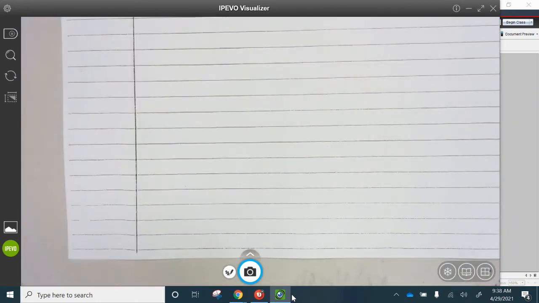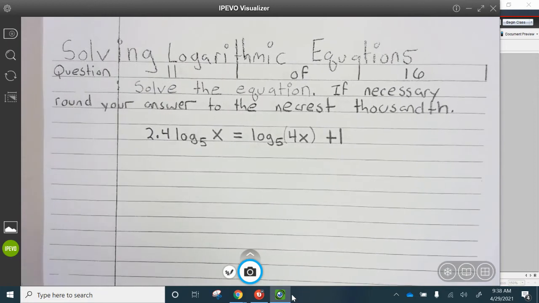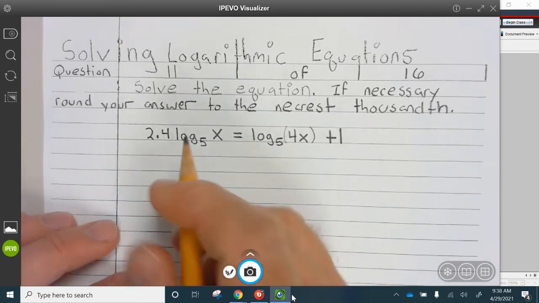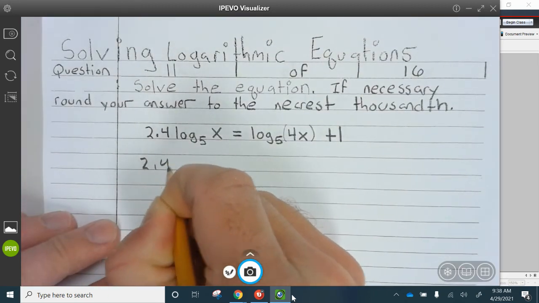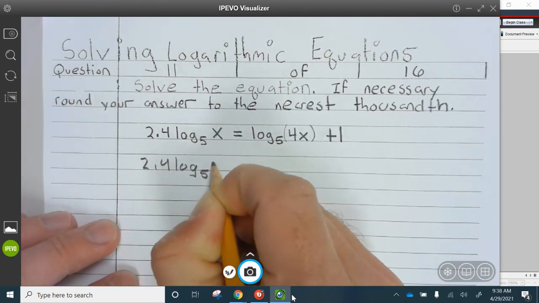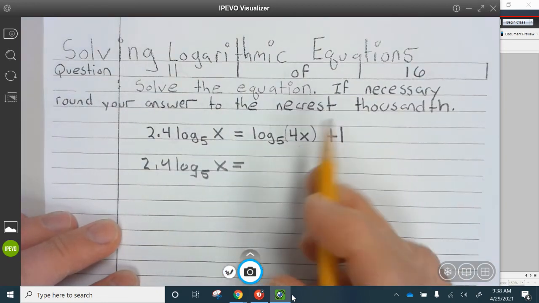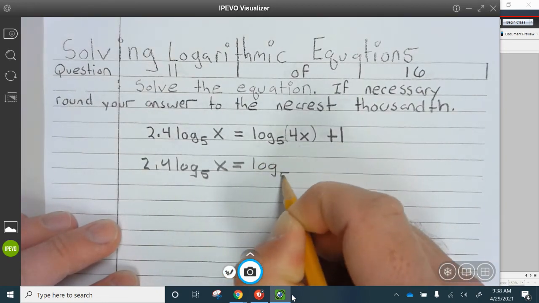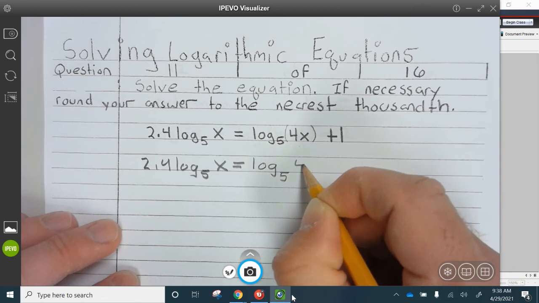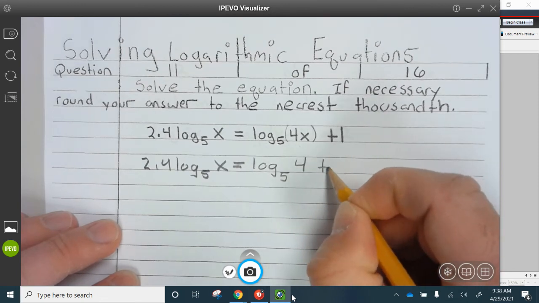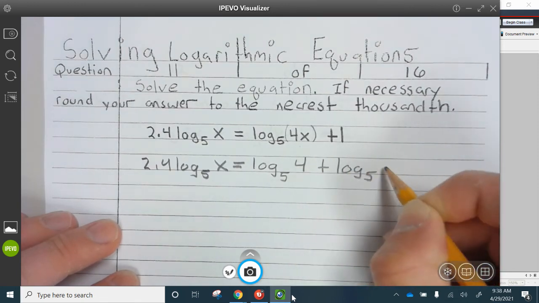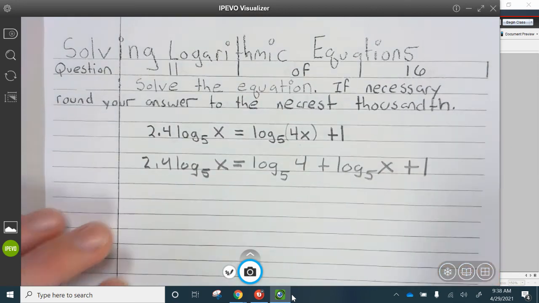All right, let's take a look at question 11 of 16. Solve the equation. If necessary, round your answer to the nearest thousandth. All right, so we need to do 2.4 log base 5 of x. Now, when we multiply, we're adding, so that's log base 5 of 4 plus log base 5 of x plus 1.